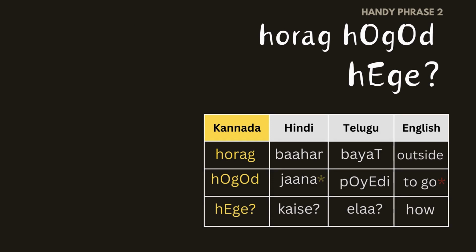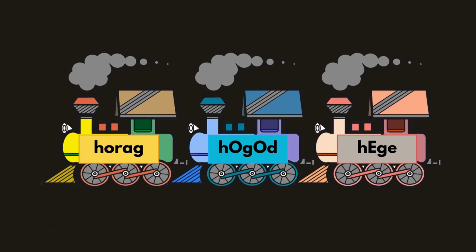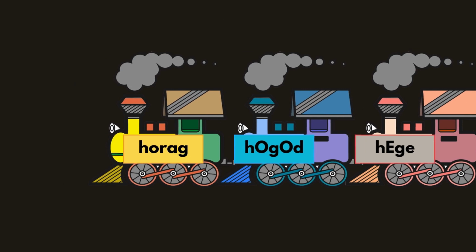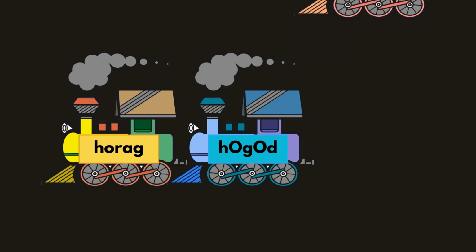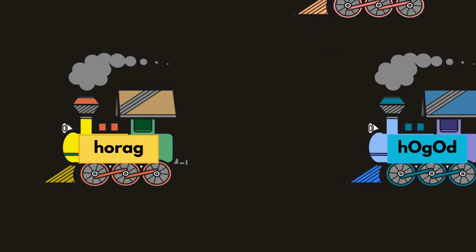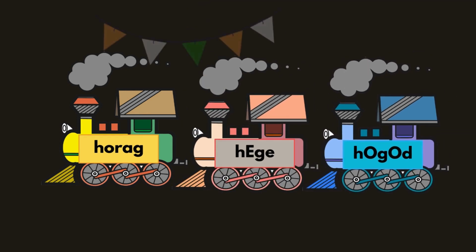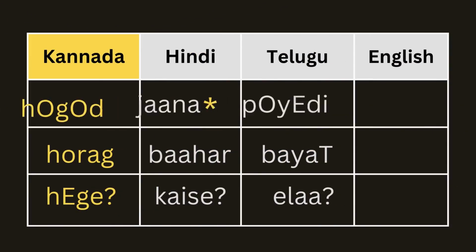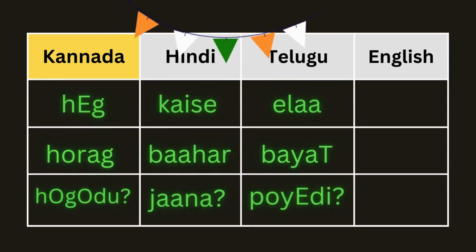Each word in the phrase horag hogodu hege in Kannada can be thought of as an engine. Engines can be anywhere along the train. The broad meaning of horag hogodu hege remains same even if the words change their position within the phrase. For example, if we flip the positions of hogodu and hege, the meaning would still take off. So each word is an engine that doesn't derail the meaning. This applies to Hindi and Telugu as well. The point I make is Indic languages share a broad level of similarity in comparison to, say, English.